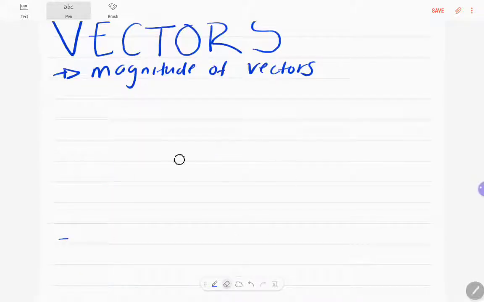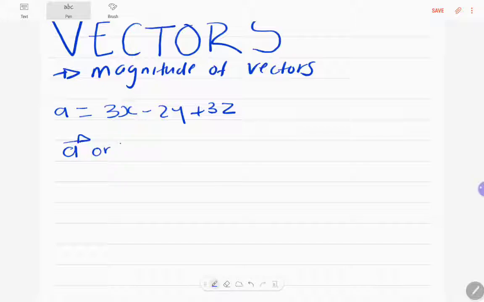When we only have one vector and when we have two. The first one, let's say we have A equals 3x minus 2y plus 3z. How can we find the magnitude of A? Magnitude is represented in this way, or we can represent it in this way.